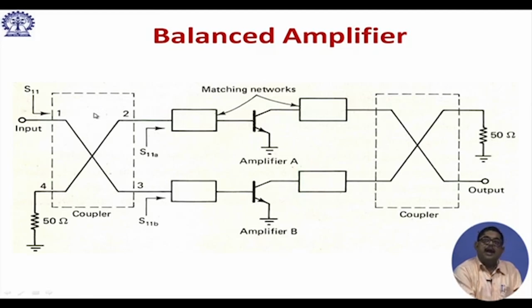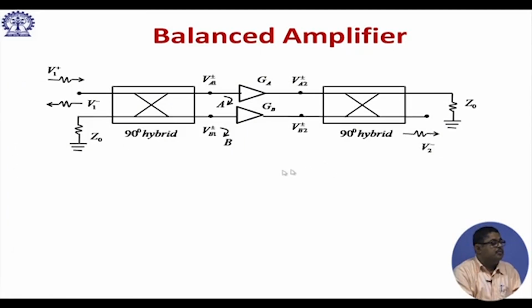A 3 dB hybrid can act as a summer, as a subtractor, etc. Also, we have seen a lot of applications of 3 dB couplers. So, we are using a 3 dB coupler before the amplifier, and also after the amplifier. The input we are giving here, the fourth port of the coupler we are terminating with a matched load. Similarly, at the output coupler, port 3 we are terminating with a matched load. This is the diagram, a directional coupler, 90-degree hybrid.